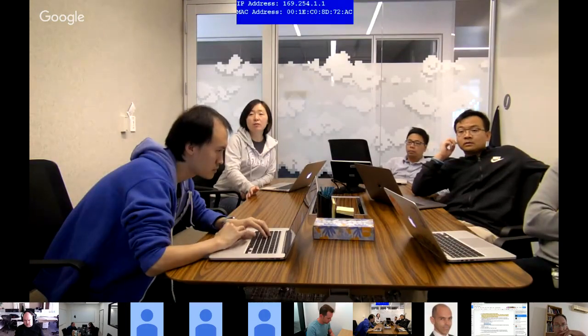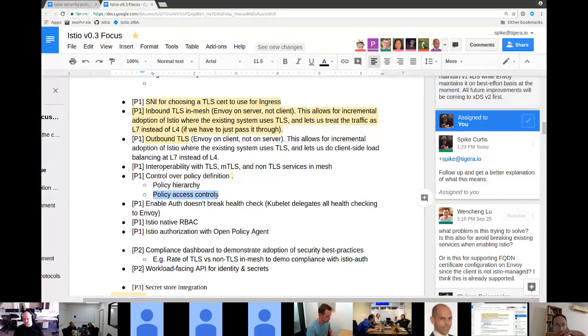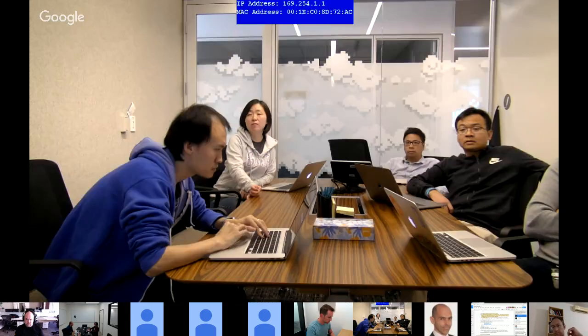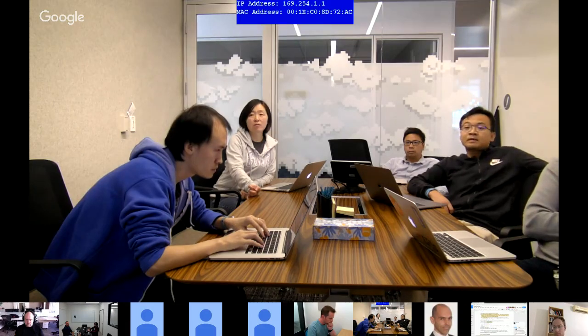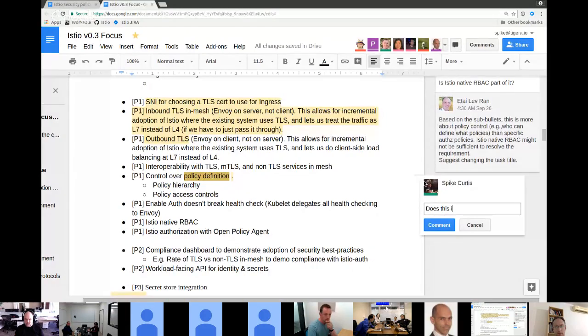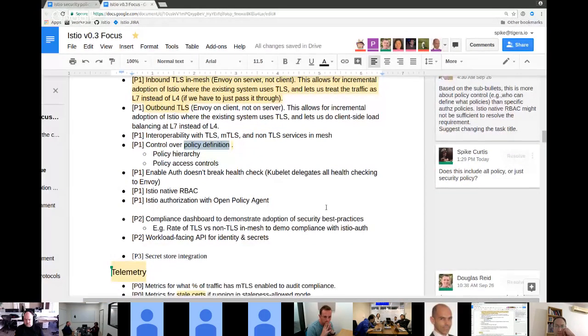Yeah, I feel the policy hierarchy does not only apply to security, but also other policies as well. Maybe we should clarify to what extent this is all policy or security policy. Like, do we need to cover routing rules? Do we need to cover destination policy? That's a good point. Otherwise, this is creating some discrepancy, and I guess we don't want this to happen.